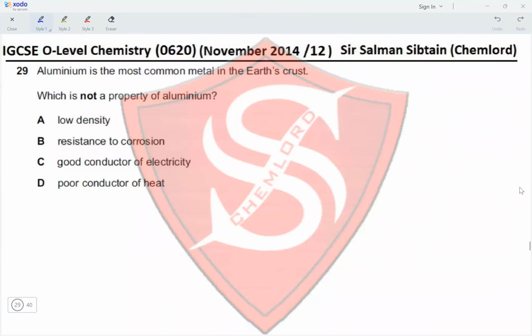Question 29. Aluminum is the most common metal in the earth crust. Which is not a property of aluminum? Low density, yes, aluminum has a low density. Resistance to corrosion, yes. Good conductor of electricity, yes. Poor conductor of heat, no, it is a good conductor of heat. So poor conductor of heat is not a property of aluminum, making option D the correct option for this question.